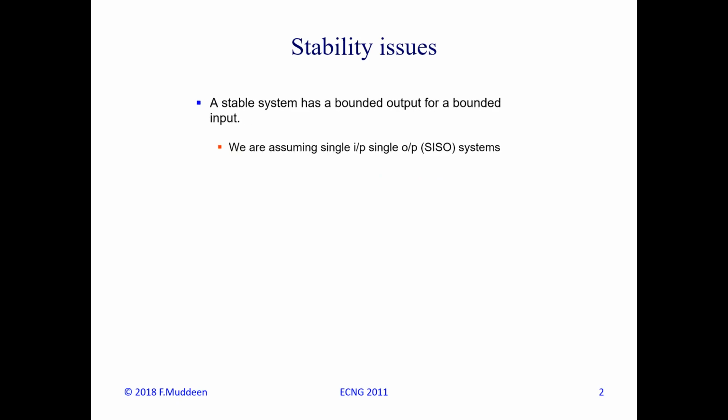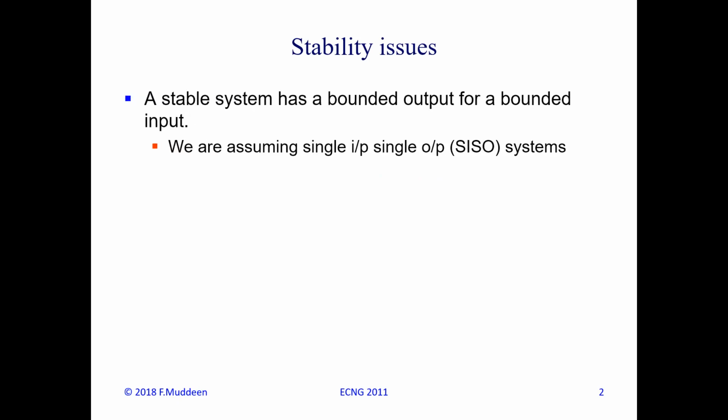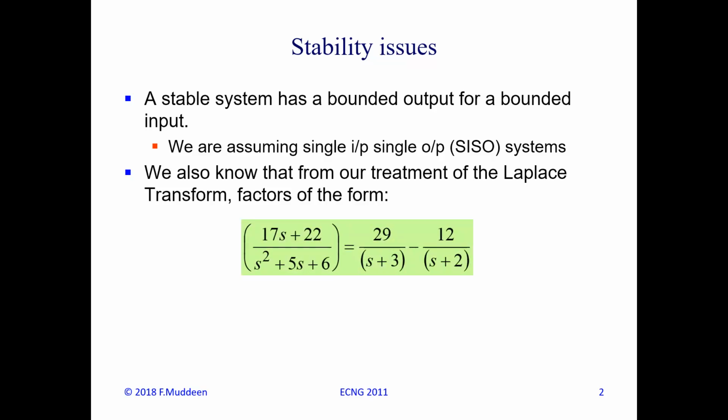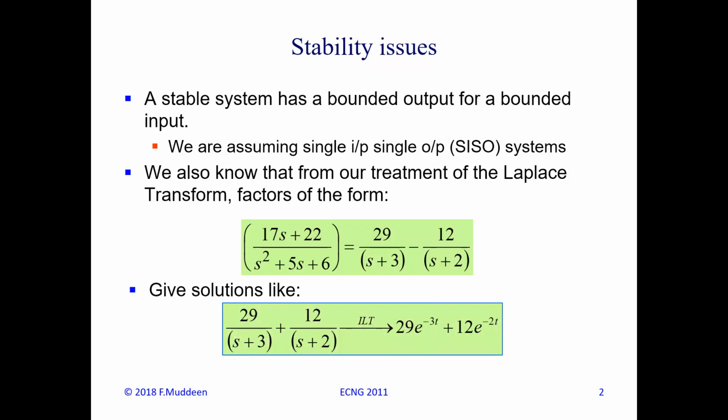So any stable system basically is going to have a bounded output for any bounded input. As such, we're going to be assuming that we're dealing with single input, single output systems. We also know that once we have some Laplace domain equation, it's possible for us to get it into some partial fraction form and then perform the inverse Laplace transform to obtain a time domain equation.